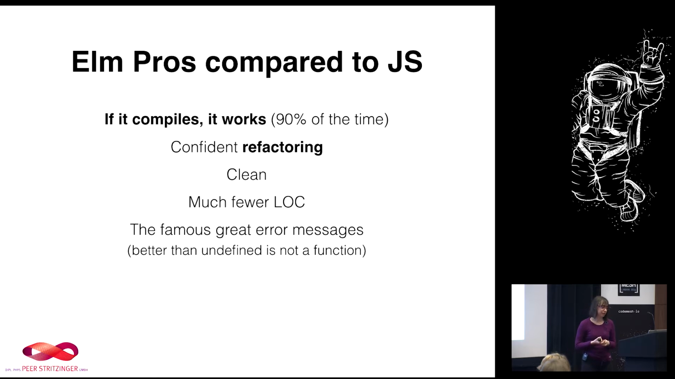So compared to JavaScript, the pros were, if it compiles, it works. I can't say 90% of the time that's the case, unless you're deliberately getting rid of some type information. Say if you need to render some SVG, you have numbers before calling the SVG function, but SVG only takes strings. So there you lose your type information, and then if something is wrong, you get a nice runtime error when you run the SVG. So we can be confident refactoring because of static types, and it's also very clean, and you can get much further with fewer lines of code than you would in JavaScript, and the famous great error messages are a plus.